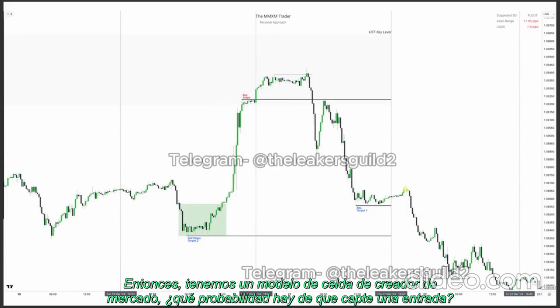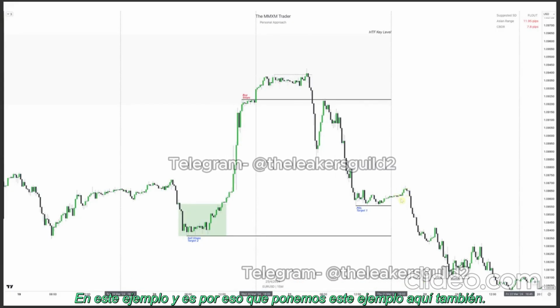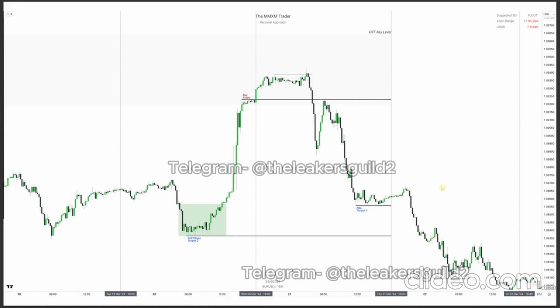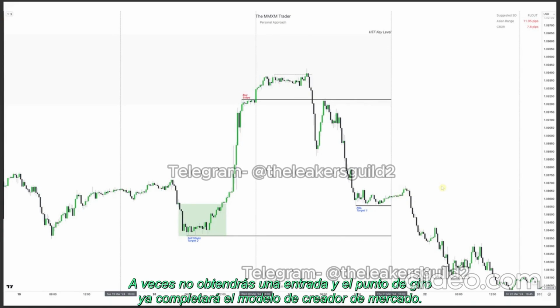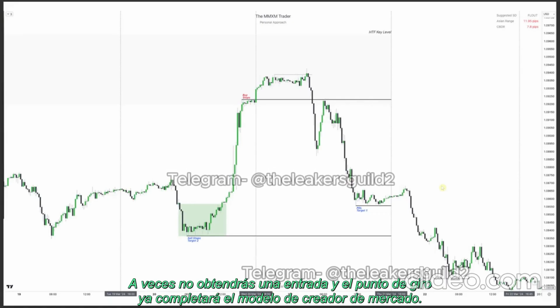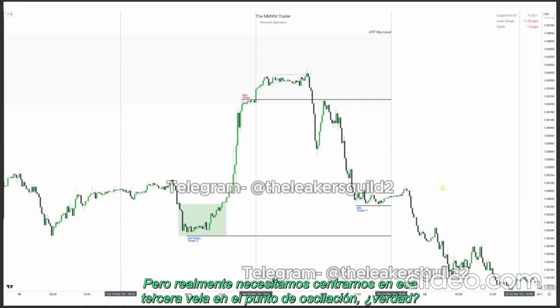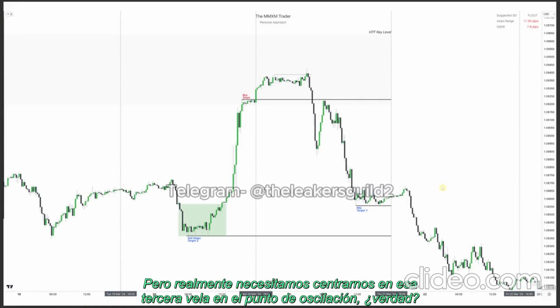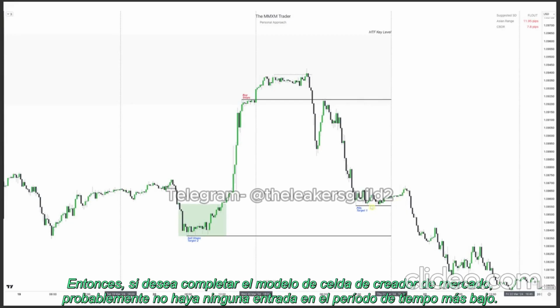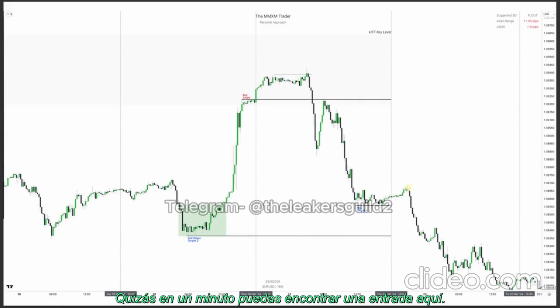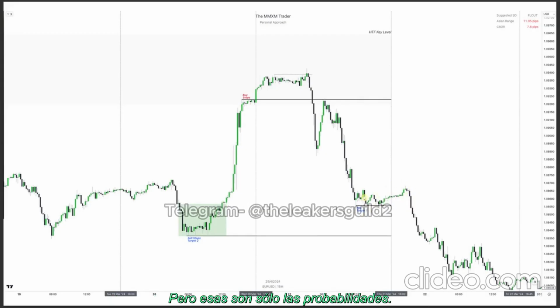So we've got a market maker sell model going on. How likely would it be that you would catch an entry in this example? And that's why we put this example here as well. Sometimes you won't get an entry and the swing point will already complete the market maker model very quickly. So that is fine as well. We trade the probabilities, but we really need to focus on that third candle in the swing point. So if you want to complete the market maker sell model, probably no entry. Could be on the lower time frame, maybe on the 1 minute you can find an entry here. But those are just the probabilities.